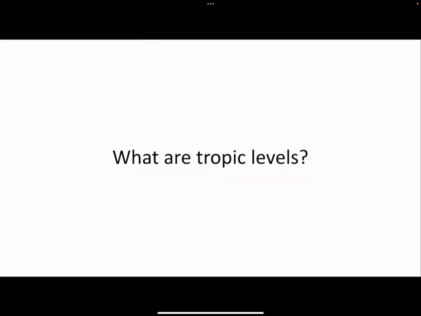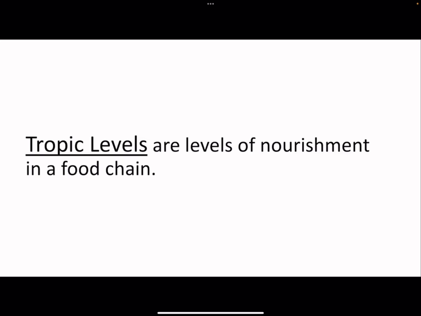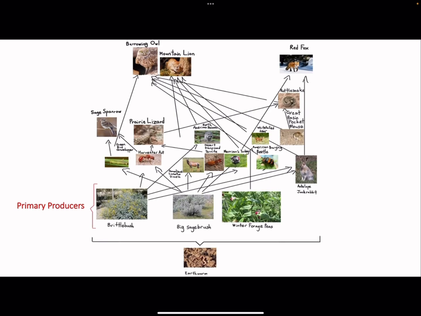First of all, what are trophic levels? Trophic levels are levels of nourishment in the food chain, or which level eats which level to get energy. In this food chain, we can see 4 trophic levels. First of all, the big sagebrush counts as primary producer.